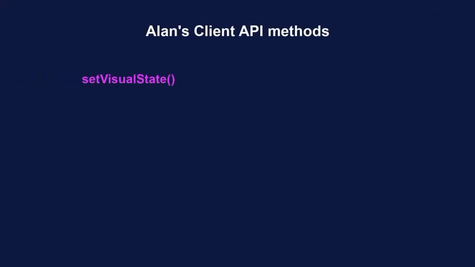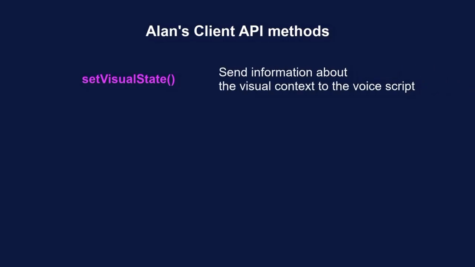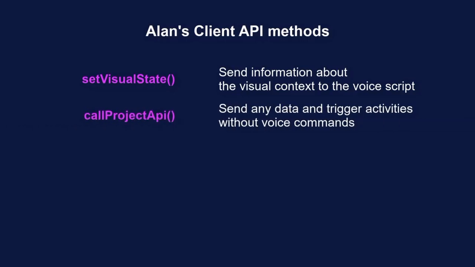First, setVisualState. With this method, you can send information about the current visual context of your app to the voice script and let Alan respond accordingly. We will see how this method works in the next video. Next, callProjectAPI. This method lets you send any data to the voice script and trigger activities without voice commands. This method will also be reviewed in detail a little later on.